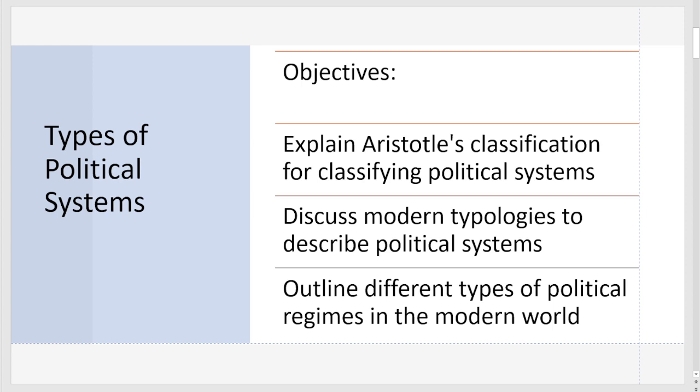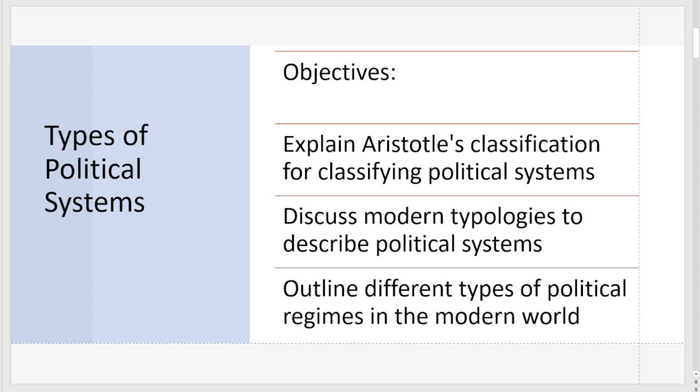The objectives of the discussion here, there are three of them, which is found on page 52 of your study guide. The first one, the discussion tries to explain Aristotle's classification for classifying political systems, and then from there we'll be trying to look at the modern typologies to describe a political system, and there are three modern typologies that we will be discussing, and then we'll outline and look at different types of political regimes in the modern world that we have today.